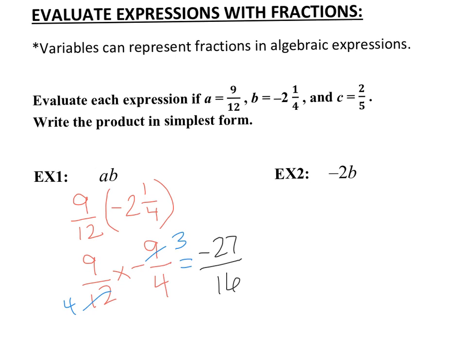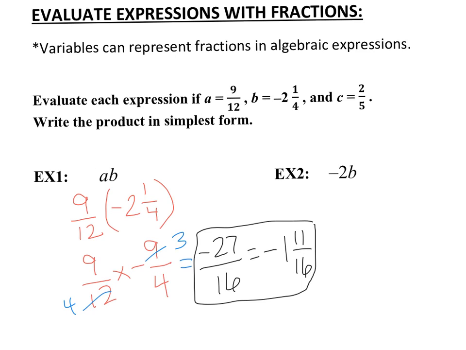And as you can tell, negative 27 over 16, that is an improper fraction, so we can leave it or we can convert it. 27 divided by 16, and that would end up giving us negative 1 and 11/16 as our final answer. So both of these would be correct answers because they are in simplest form. We just have an improper fraction answer and we have a mixed number answer.